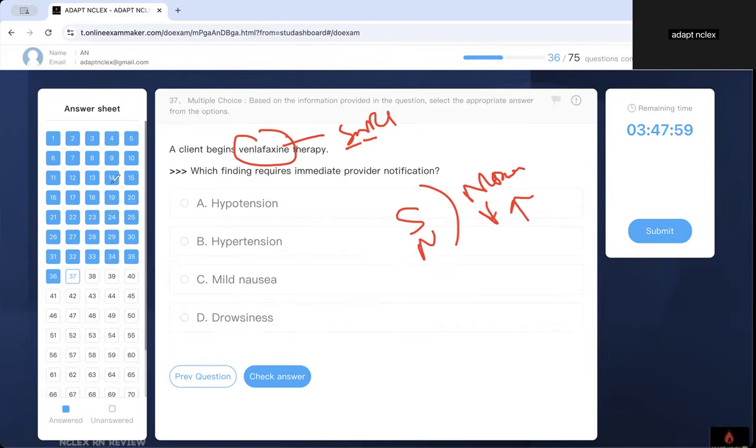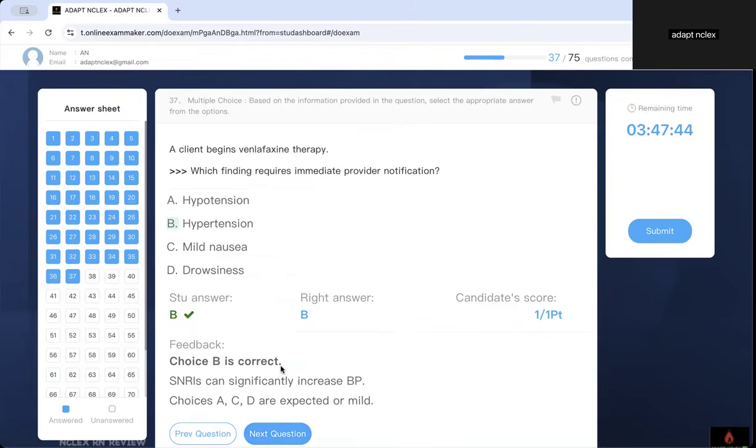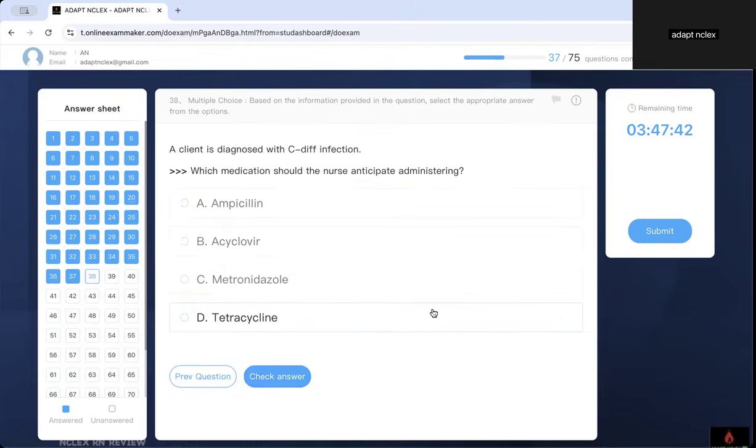It causes blood pressure to go up. That's why MAOIs cause hypertension. Therefore, Venlafaxine, which is a serotonin and norepinephrine reuptake inhibitor, I'm worried about hypertension. We are on 38, almost close to 40, and we'll be there very soon.